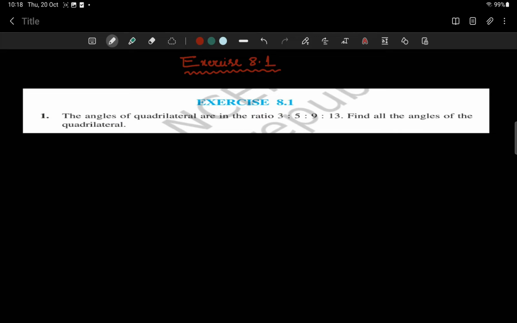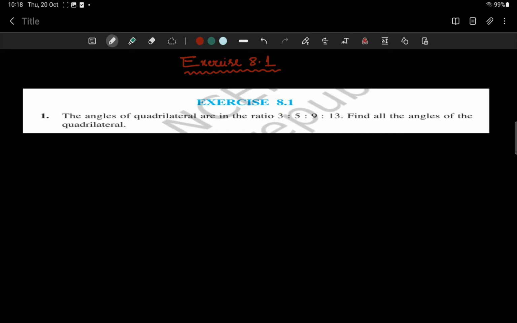Also, I will be doing this exercise very slowly, which means in one video we will be doing nearly 5 to 6 questions, then in another video the other 6 questions, so that you can understand it very clearly and we will have a test. So let's start.